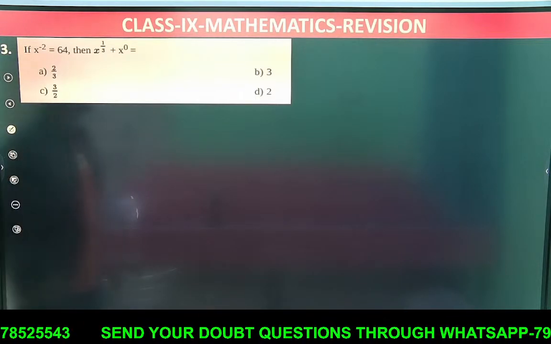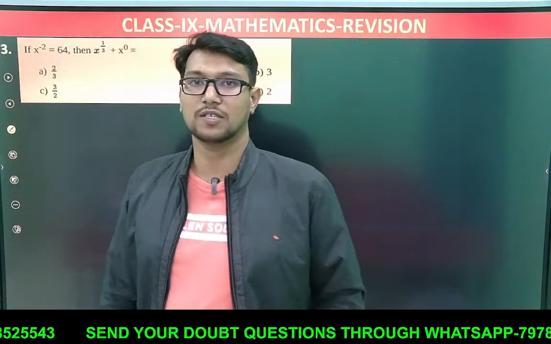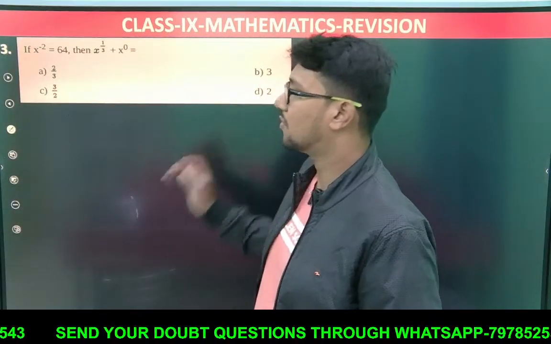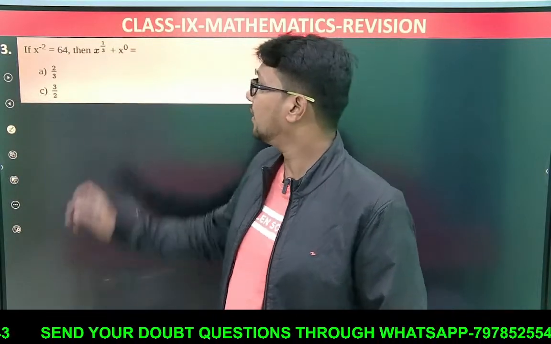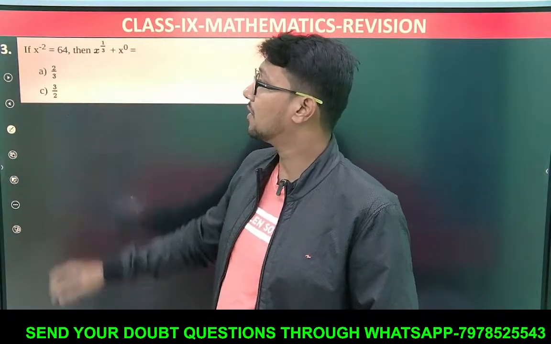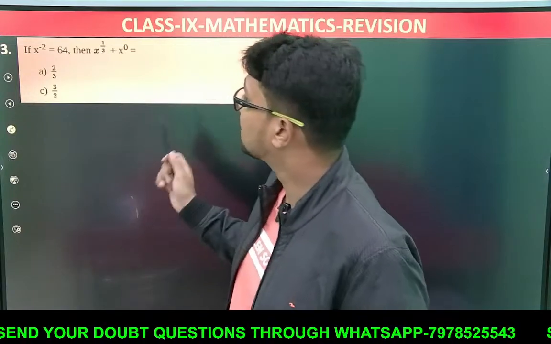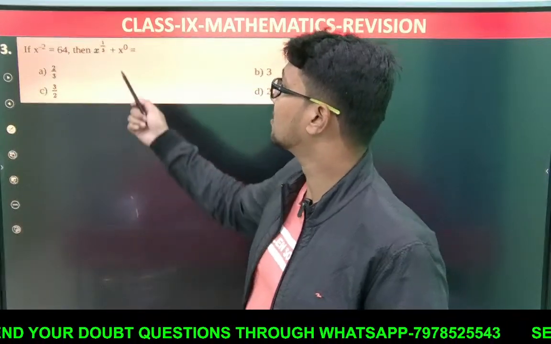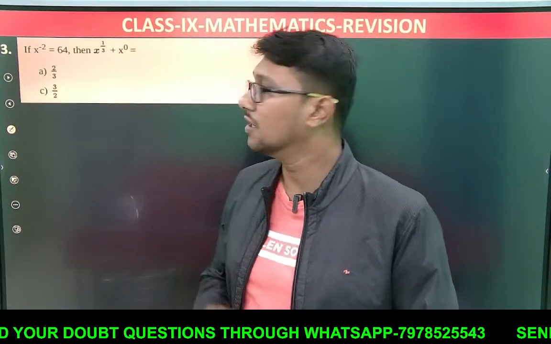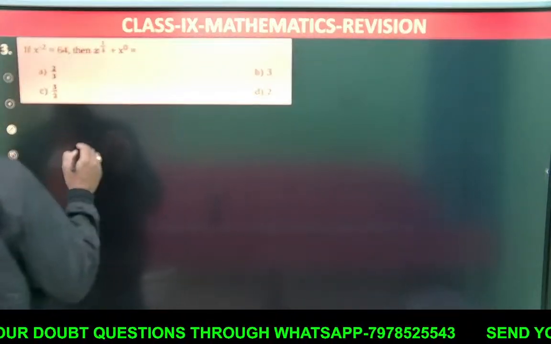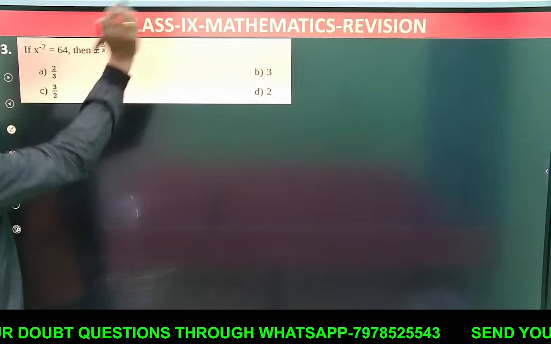Question is this. It is also a very important question. The question is saying, check karo: if x to the power minus 2 equals 64, then what is the value of x to the power 1 by 3 plus x to the power 0? Let us solve this question.